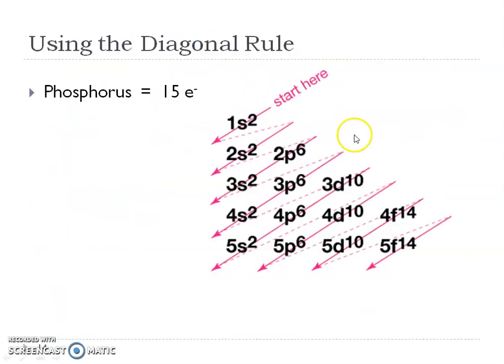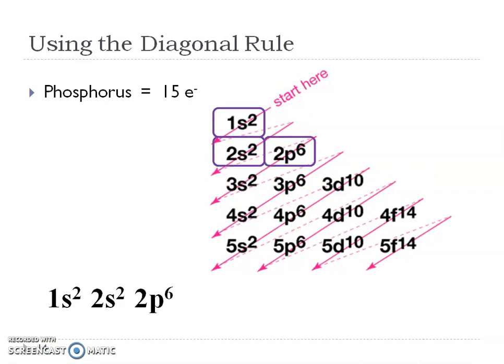So the diagonal rule is what I just showed you, right? And so again, here just shows you the arrows, where to start and the direction. So the 1s2 gets filled first, then it's going to be the 2s2, the 2p6, the 3s2, and of course the 3p6 is next, but it's the 3p3 only because there's only 3 electrons available.